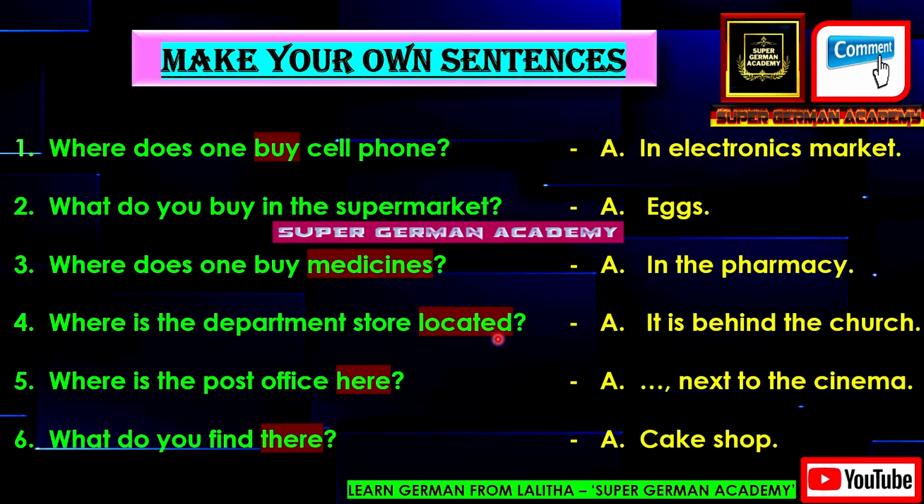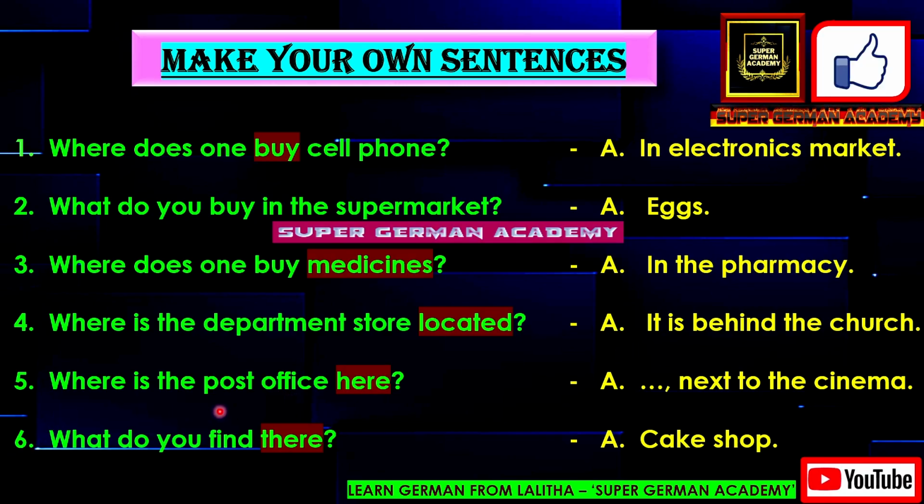So where is the department store located? Here located means liegt. And the question is where, that is wo. What is the department store? This department store is called Kaufhaus and it is a neuter noun. So where is the department store located becomes wo liegt das Kaufhaus. It is behind the church. You can say it as es liegt hinter der Kirche. Behind is the preposition and it is hinter and the church is der Kirche.